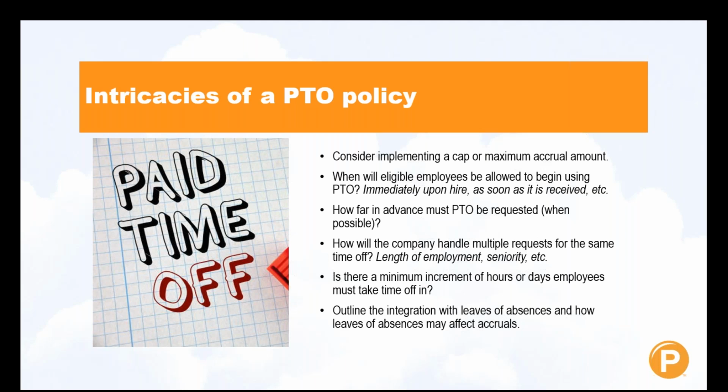It helps to prevent any type of favoritism claim because it's very clear: if you have multiple people requesting time off for the same date, then whatever you predetermined is going to be how you decide who gets that time off. Is there a minimum increment of hours or days employees must take time off in? A lot of times we see you must take time off in 1 hour increments or 2 hour increments to avoid people requesting 15 minutes off.